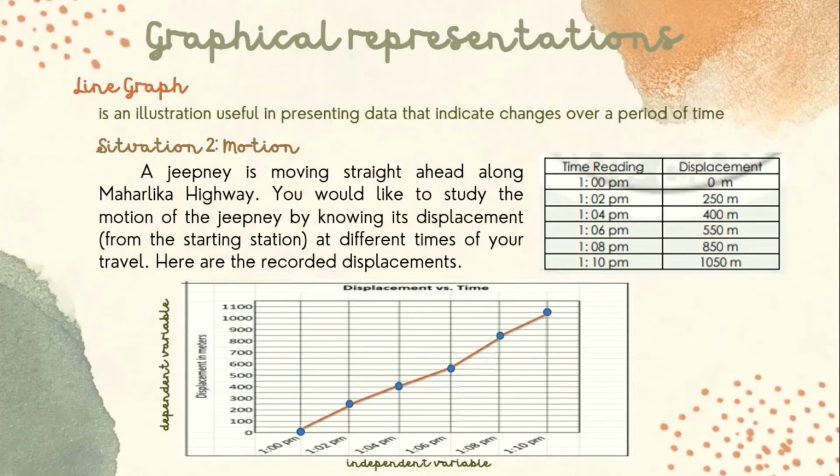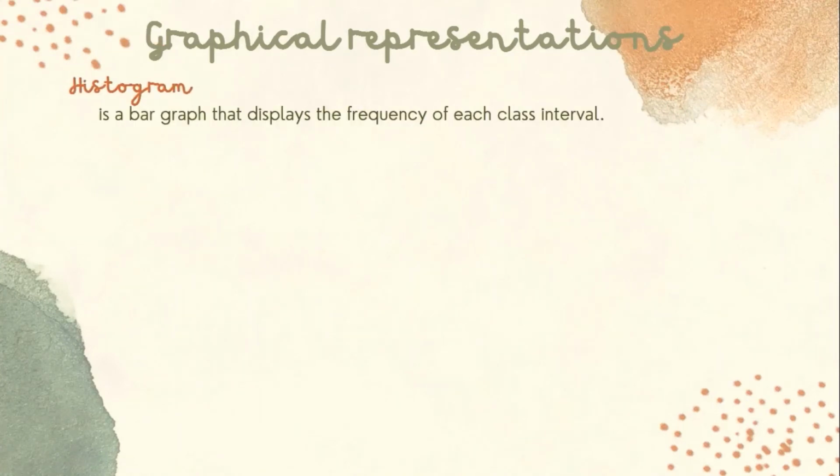Aside from bar graphs, pie charts, and line graphs, we have other types of graphical representations. We have the histogram. Histogram is a type of a bar graph that displays the frequency of each class interval. Remember that for a histogram, it is always vertical. Wala tayong horizontal histogram. There are no gaps between the bars because they are always adjacent to one another.